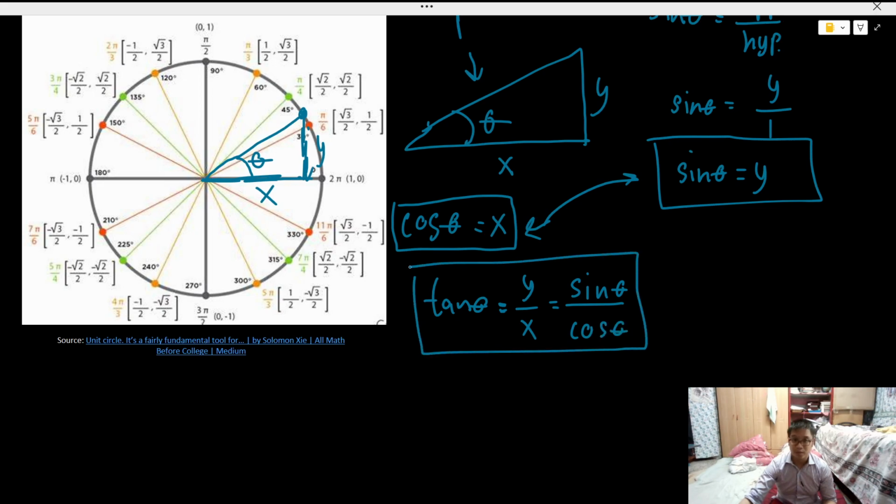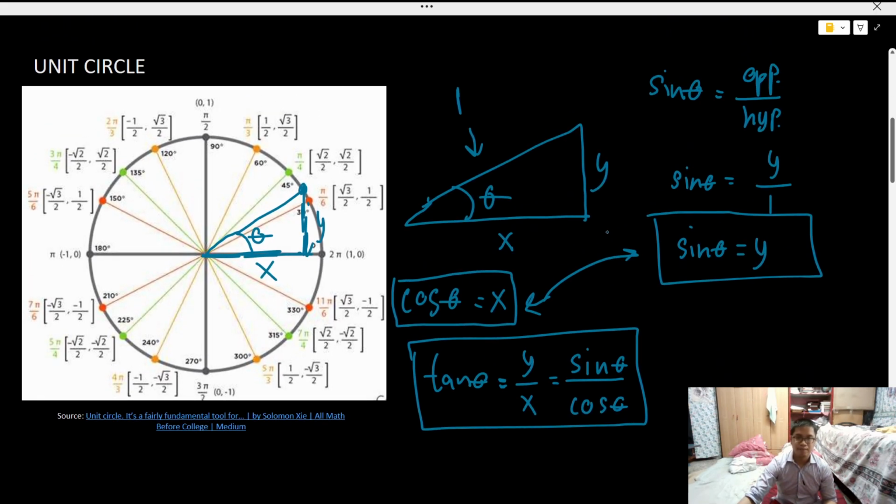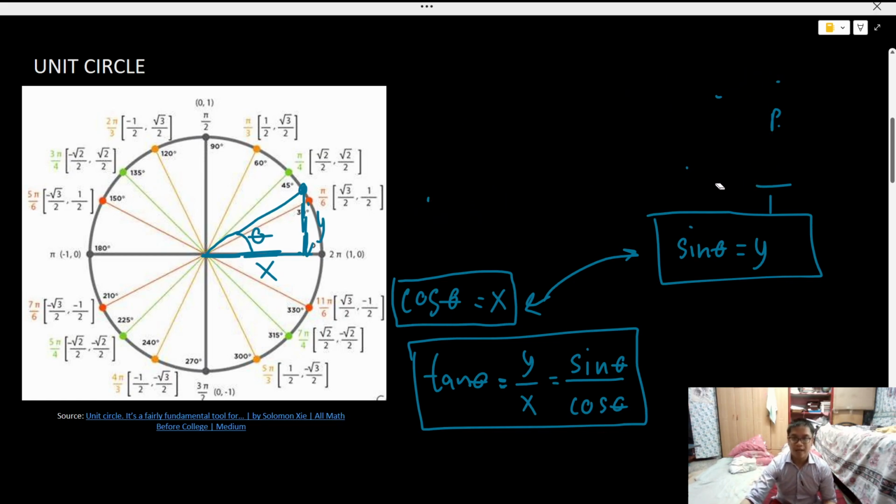Never forget this one because these three play an important role here. So let me erase the right triangle here. So far, I hope you understand this one. Now that we found out that your y is sine theta and your x is your cosine theta, remember that in the ordered pair, we have xy, right? Now we can derive that into this.